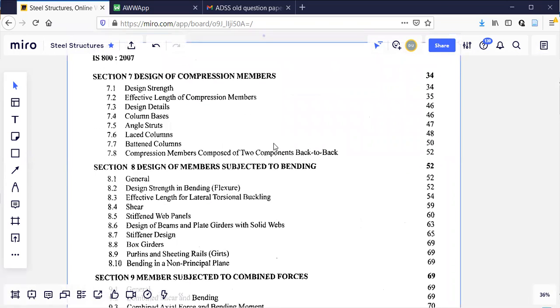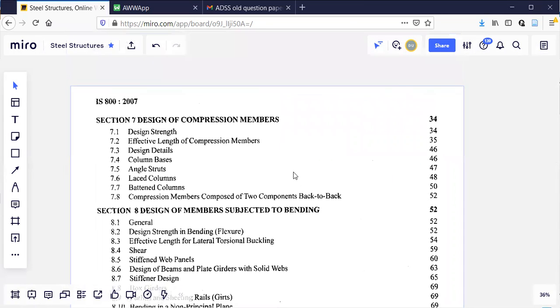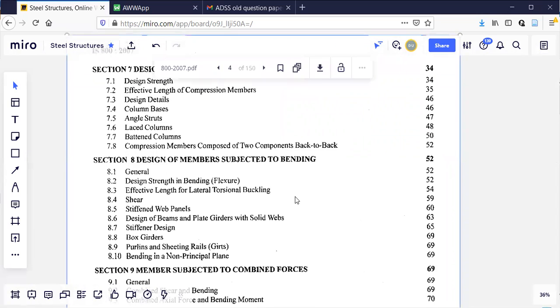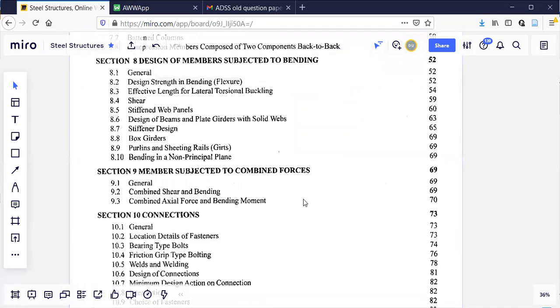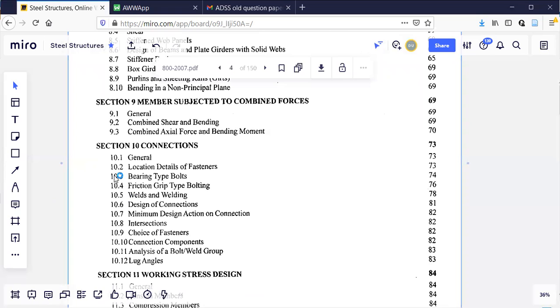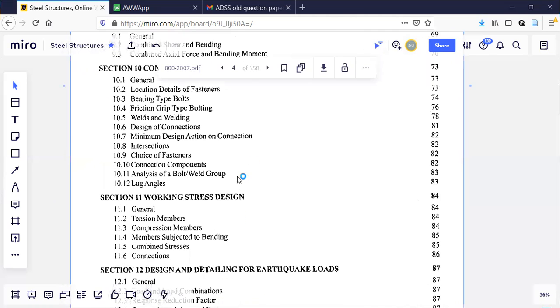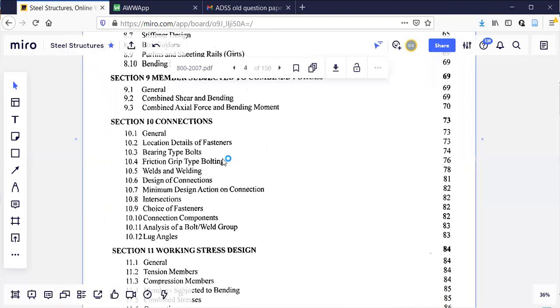Now you can see all these. I'm in the fourth page of IS 800. These are the indexes given here. Section A, design of member subject to bending. If you go to this page number, connections. So for your semester, for your subject, connections are important here. Location details of fasteners, bearing type of bolts. Like this, you have to be familiar with IS 800 in order to get maximum from this subject.